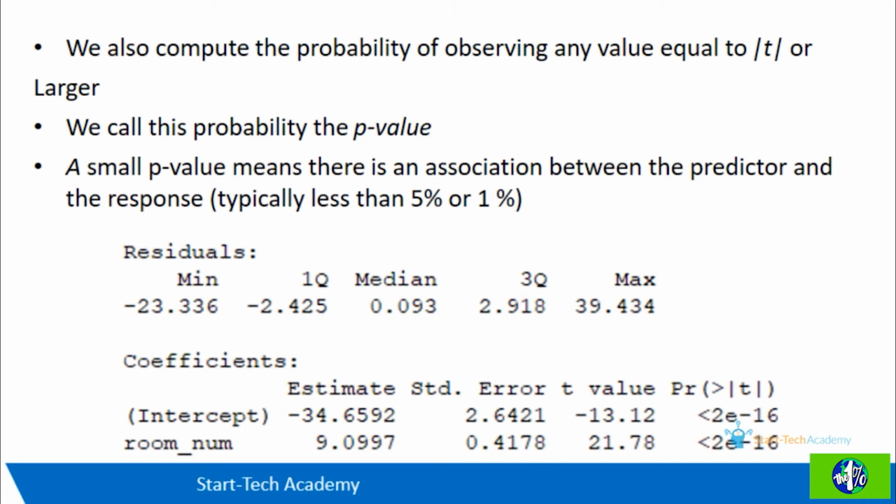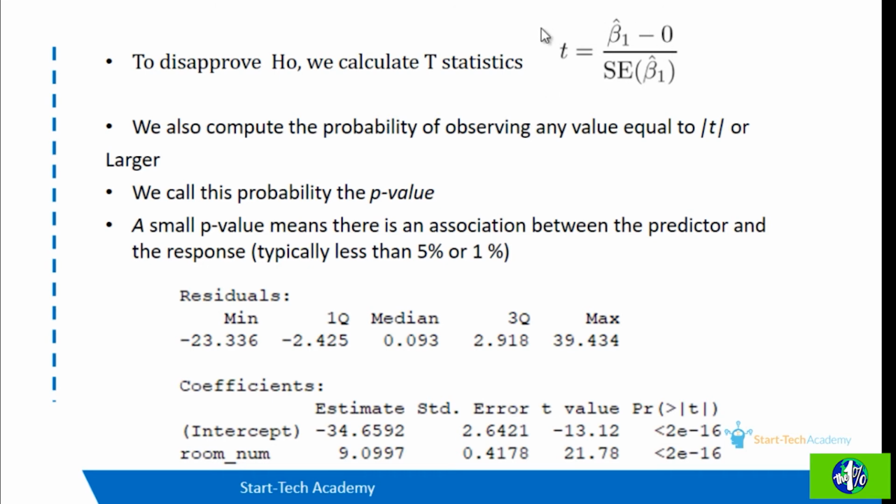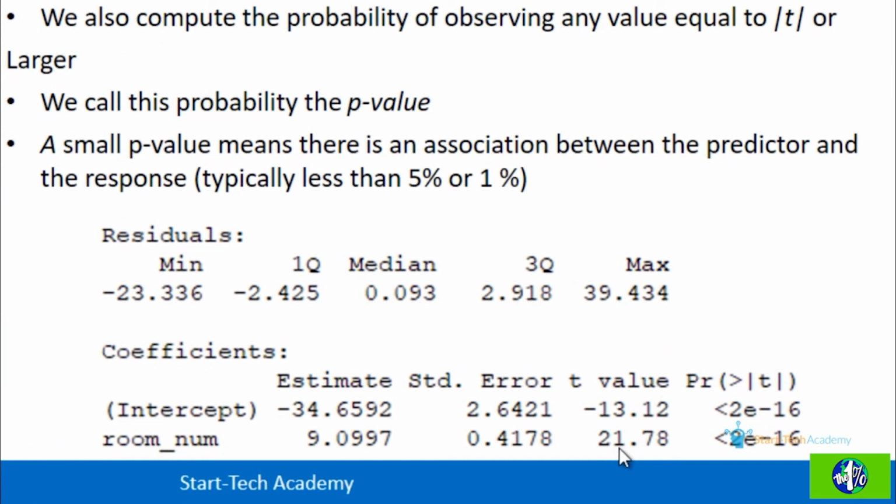The next thing we discussed was the t value and the p value. We said that we have one hypothesis which is saying that there is no relationship. To disprove that hypothesis, we calculated a t value which was given by this formula. So to get the t value of this beta 1, we will put the beta 1 cap value divided by the SE. So 9.09 divided by 0.41 gives you this t value.